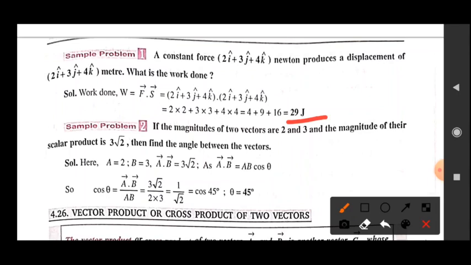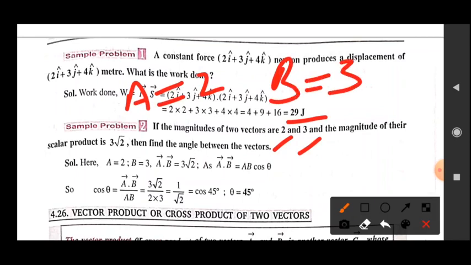That is the answer we have obtained for the work done by this force to displace it by those meters. Now the second sample problem: if the magnitudes of two vectors are 2 and 3, and the magnitude of their scalar product is 3 root 2, then find the angle between the vectors. This question is now something different. The magnitude of vector a is given as 2, the magnitude of vector b is 3. Next, the scalar product a dot b has magnitude equal to 3 root 2.